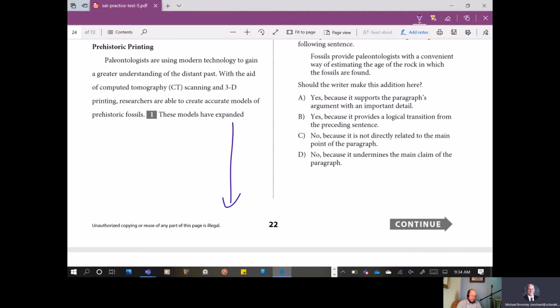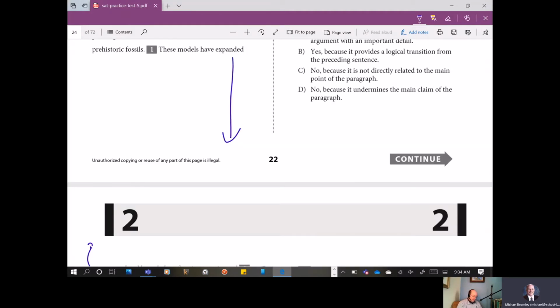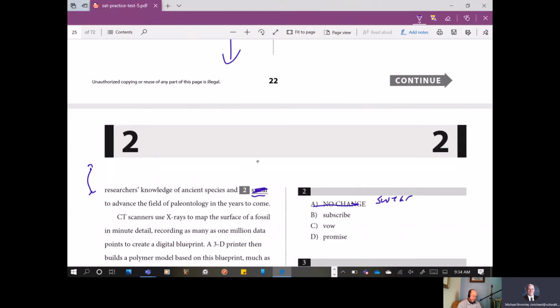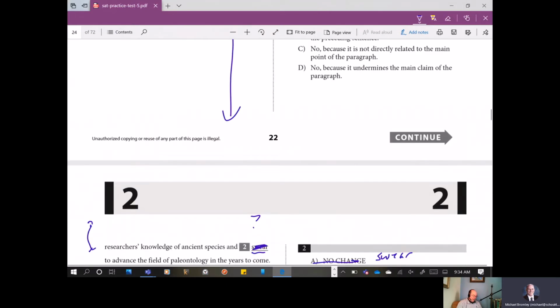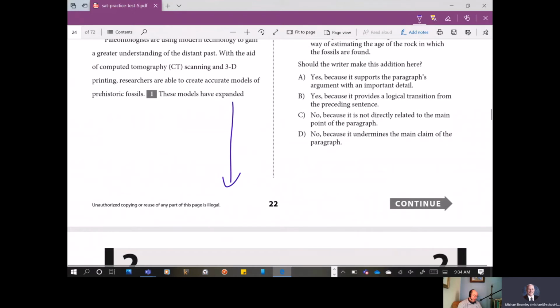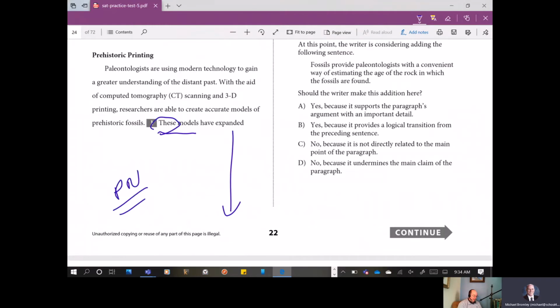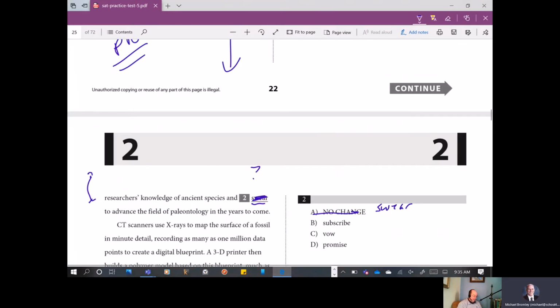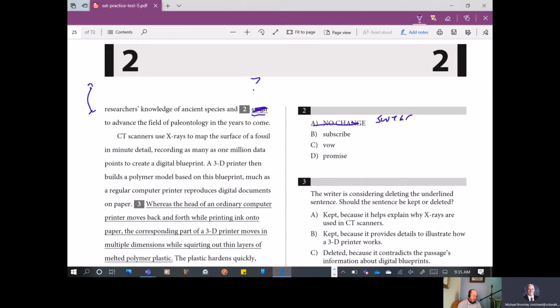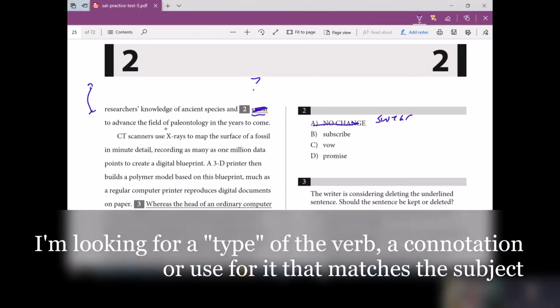So we have to read the sentence fully. So these models have expanded researchers' knowledge of ancient species and something to advance the field of paleontology in the years to come. Always say the word something when you don't know a word. It makes it more comfortable to speak. Going back to this sentence, please, guys, pay attention to pronouns. This tells us something. Well, which models? So we have to go back to the prior sentence. With the aid of computed tomography scanning and 3D printing, researchers have been able to create accurate models of prehistoric fossils. So it's like a copy. So what models? The accurate models of prehistoric fossils have expanded researchers' knowledge of ancient species and something to advance the field of paleontology.